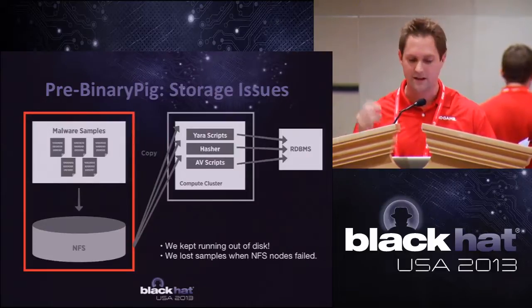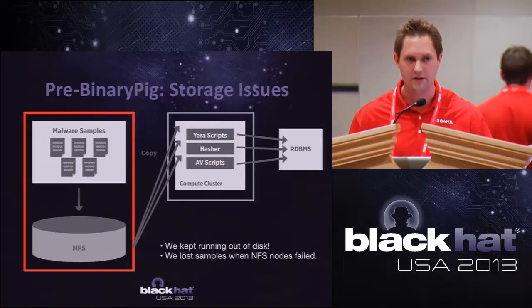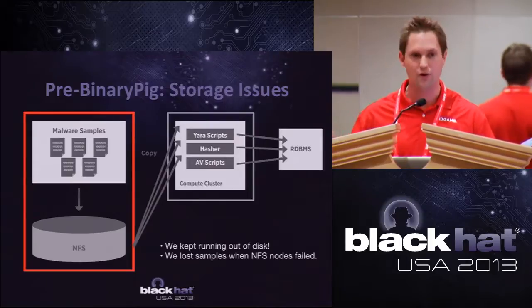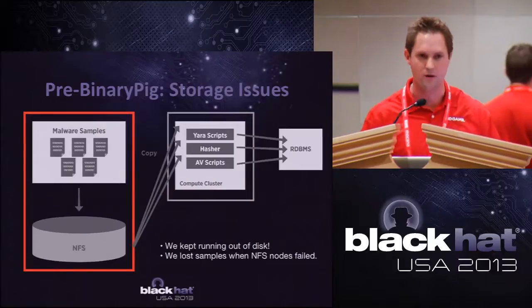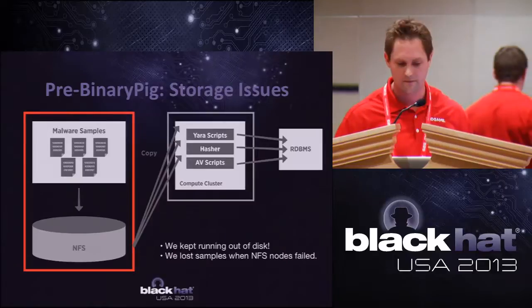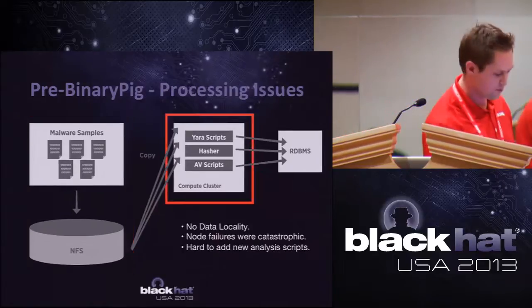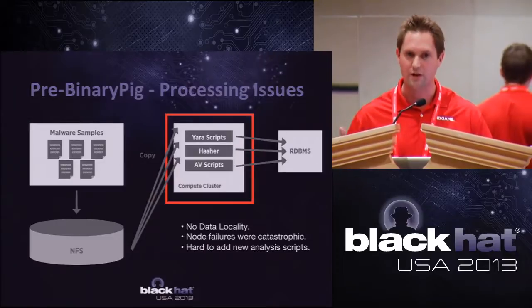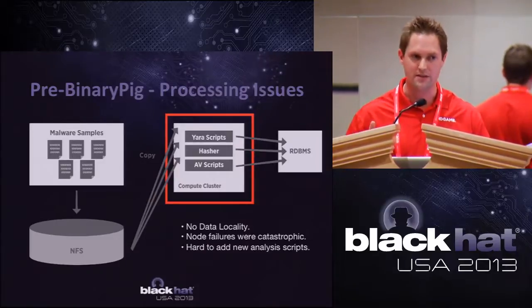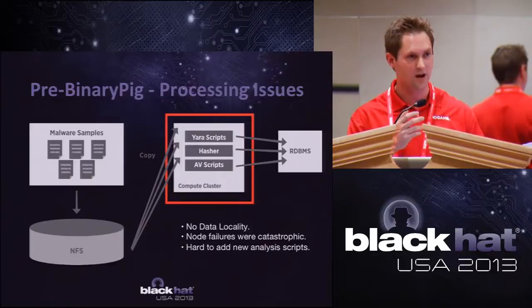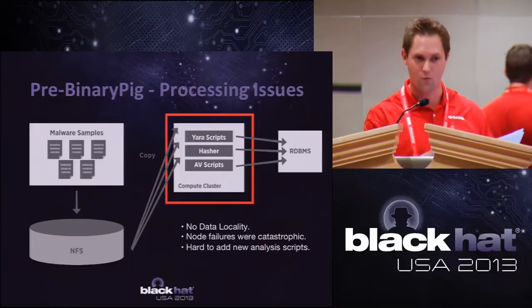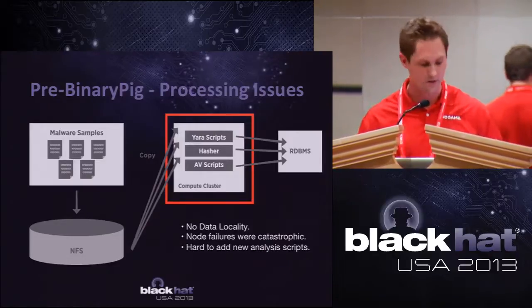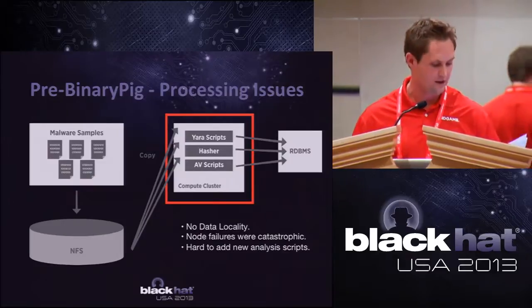And then lastly, it provided very poor data locality. So the data had to be copied across the network every time we wanted to process this malware. NFS does do some caching locally, but it really didn't work very well for the problem we were trying to solve. Next, the compute cluster had some problems of its own. Like I just mentioned, very poor data locality. So the processing time gets dominated by copying data off the disk of that one NFS server and then across the network. That's really bad.